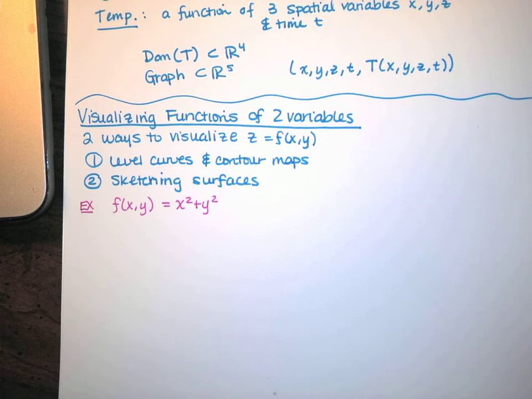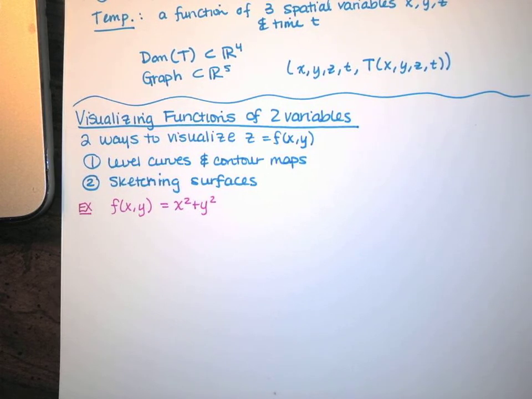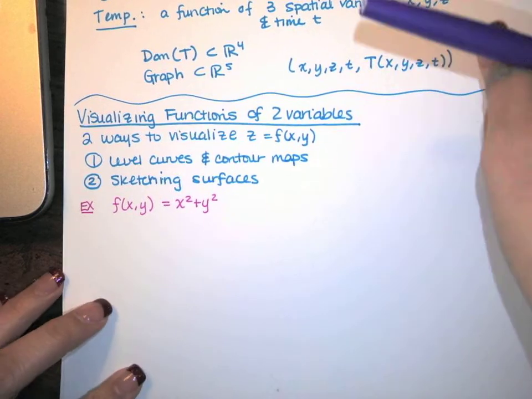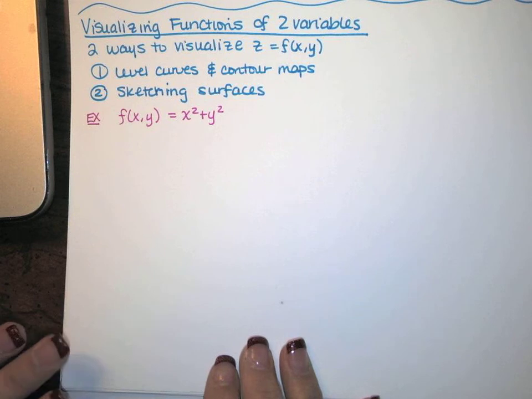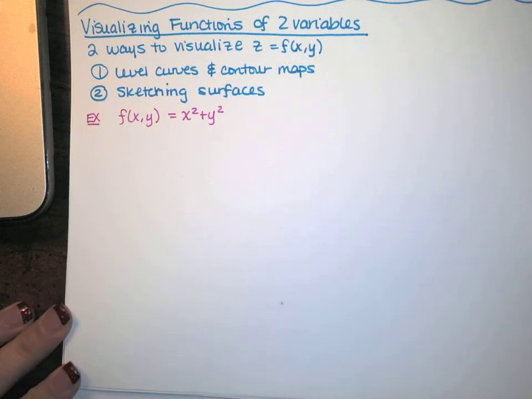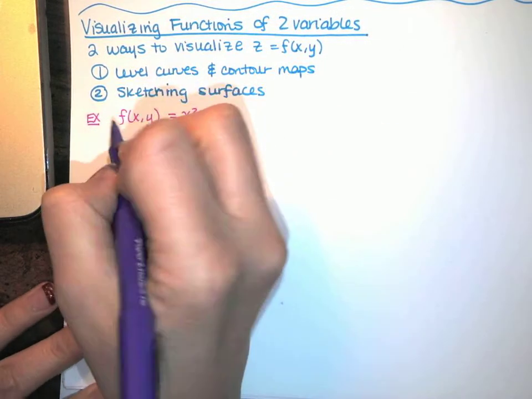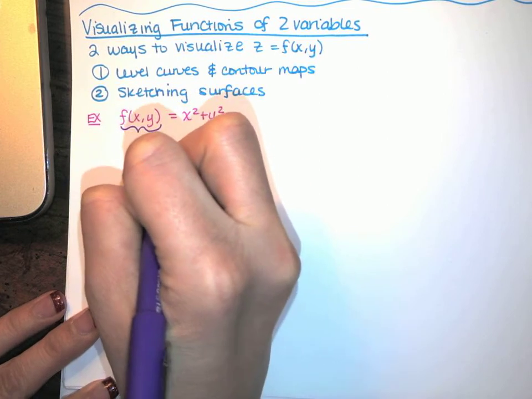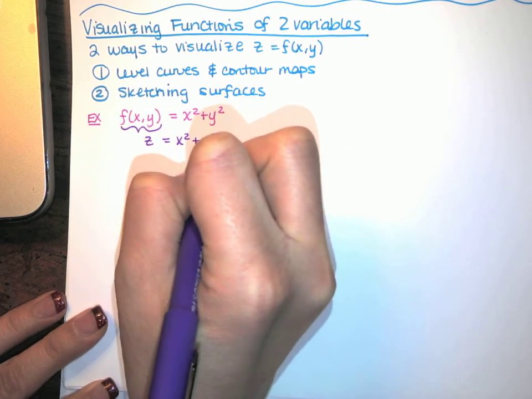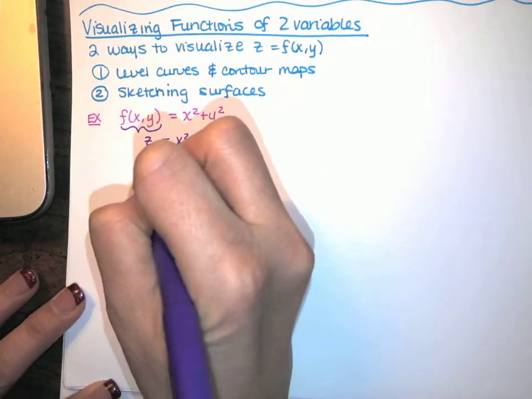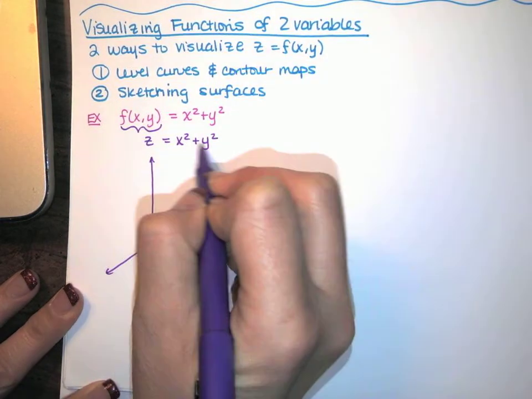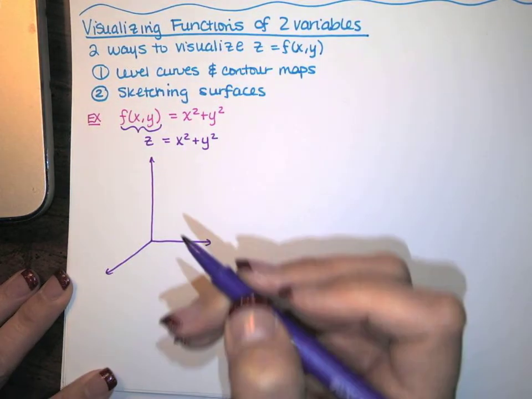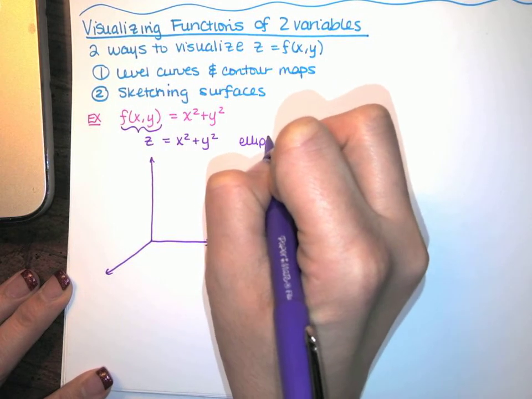Now, many of the functions of two variables that you're going to see in this class are just the surfaces that we discussed when we talked about cylinders and quadric surfaces early on in the semester. So hopefully you recognize this. f of x, y is just another name for z. Now I've got x and y both squared, z is raised to the first. This is an elliptic paraboloid.